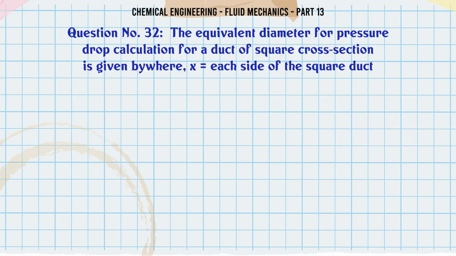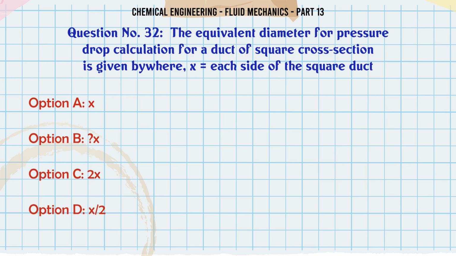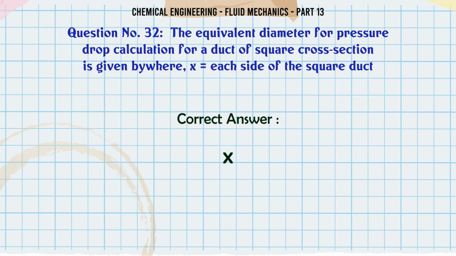The equivalent diameter for pressure drop calculation for a duct of square cross-section is given by, where x is each side of the square duct, A. x. B. x. C. 2x. D. x². The correct answer is x.